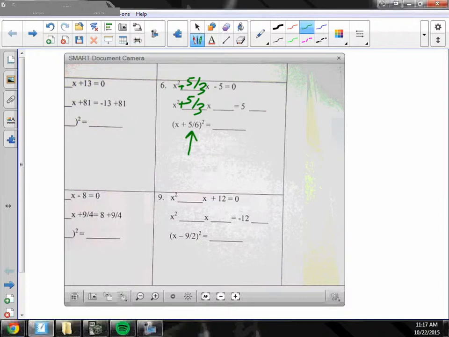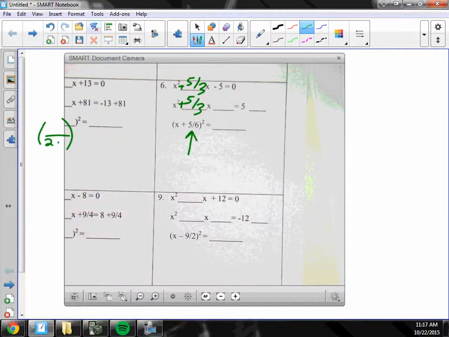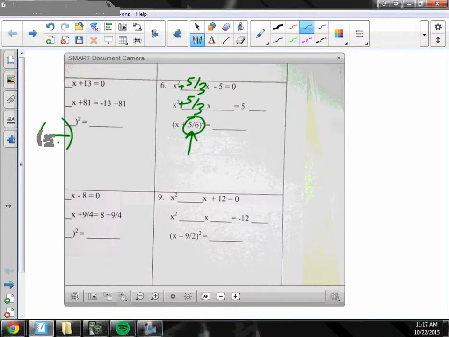Or you say, what fraction do I multiply the denominator by 2 to get 5 over 6? Well, that would be 5 over 3. So no matter how you think about it, you're going to end up with 5 over 3, whether you double the fraction or whether you cut the denominator in half. Does that make sense, Jennifer?